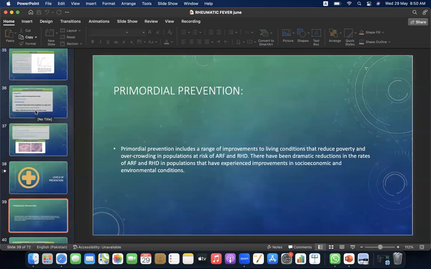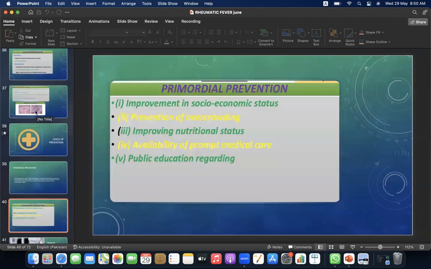Levels of prevention. Primordial prevention includes a range of improvements to living conditions that reduce poverty and overcrowding in populations at risk of acute rheumatic fever and rheumatic heart disease. There have been dramatic reductions in the rates of acute rheumatic fever and rheumatic heart disease in populations that have experienced improvements in socioeconomic and environmental conditions. Primordial prevention: improvement in socioeconomic status, prevention of overcrowding, improving nutritional status, availability of prompt medical care, and public education.